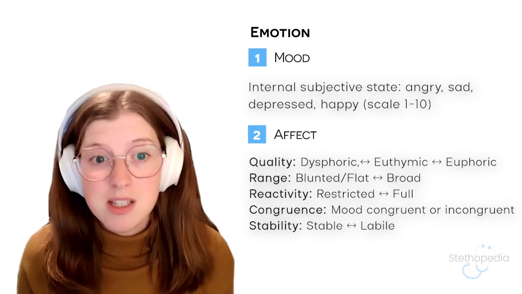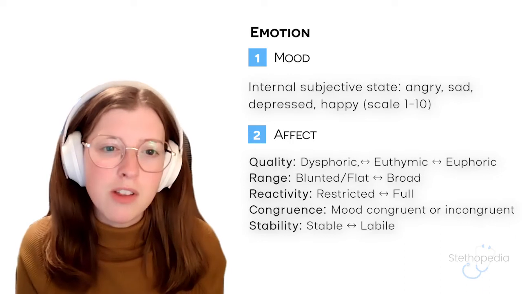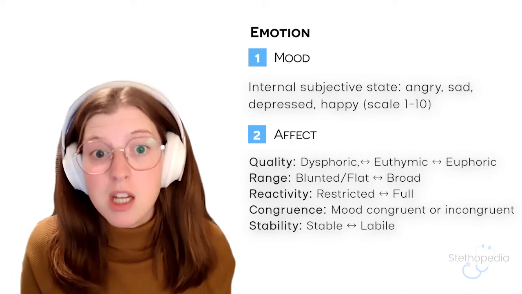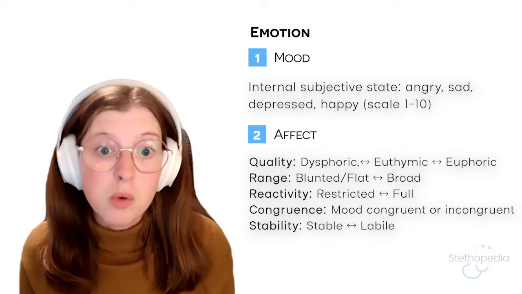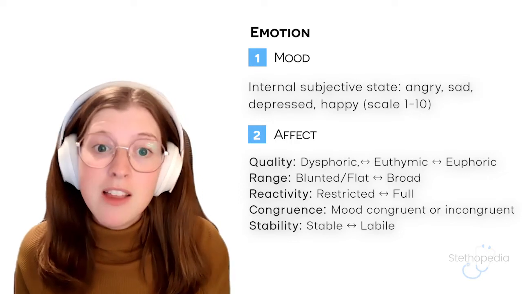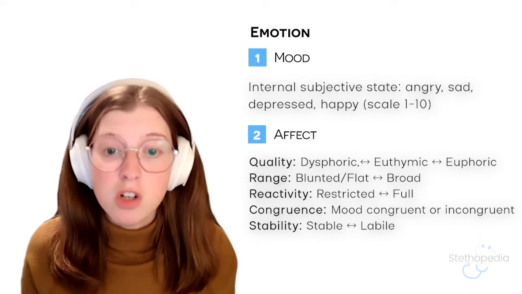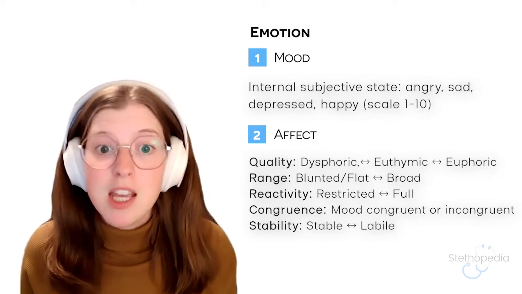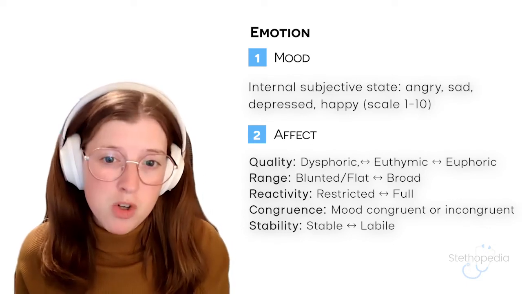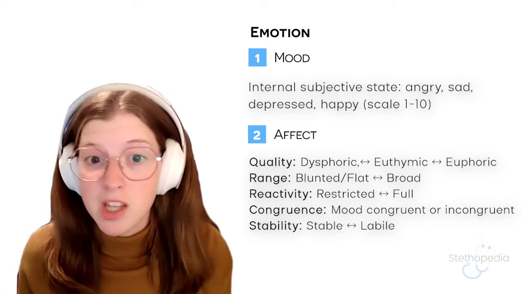Next is congruence. This is where you comment on whether the affect is congruent to the mood that the patient has stated. In other words, the affect can be incongruent to the mood or congruent to the mood. So if the mood and affect are congruent to one another, this means that the patient's affect is appropriate as an emotional expression to the described mood. If the affect is incongruent to the mood, this means it's an inappropriate emotional expression to the described mood. For example, a patient crying while telling you that they're happy.